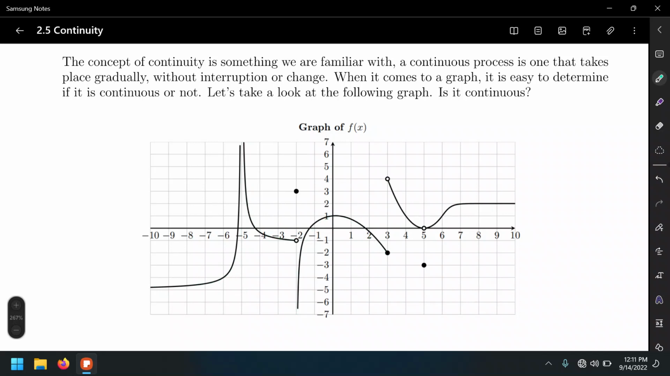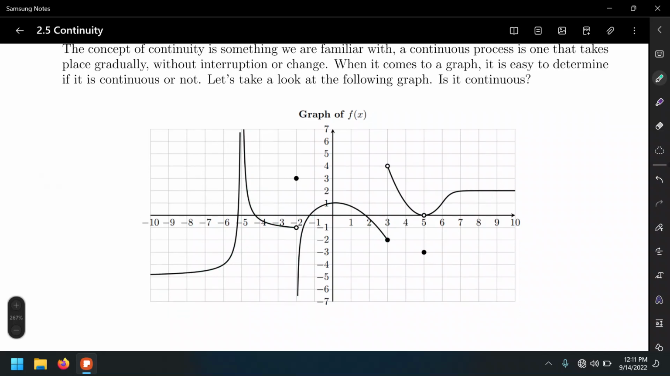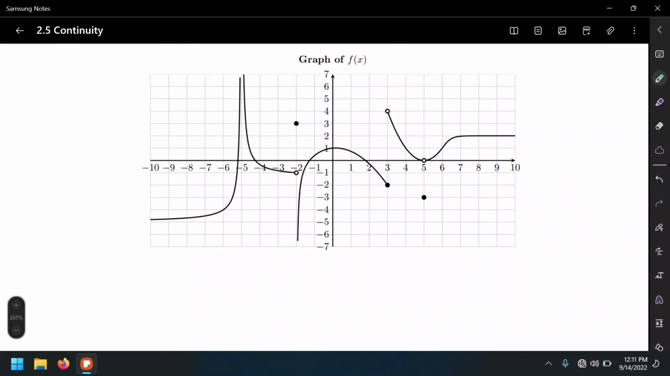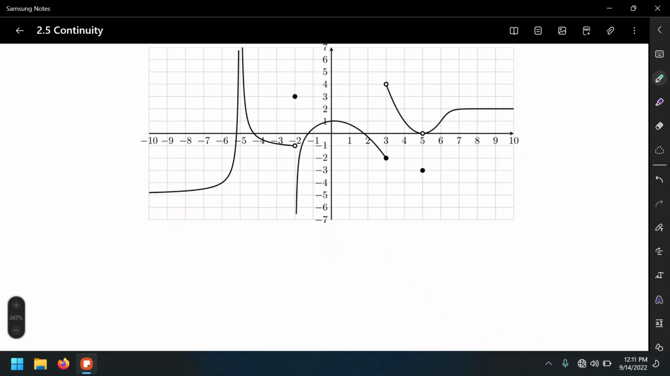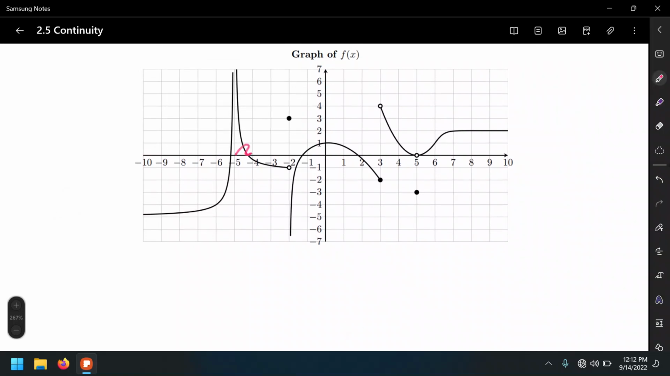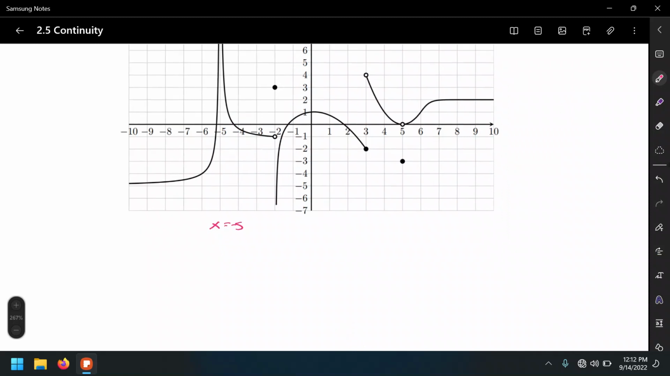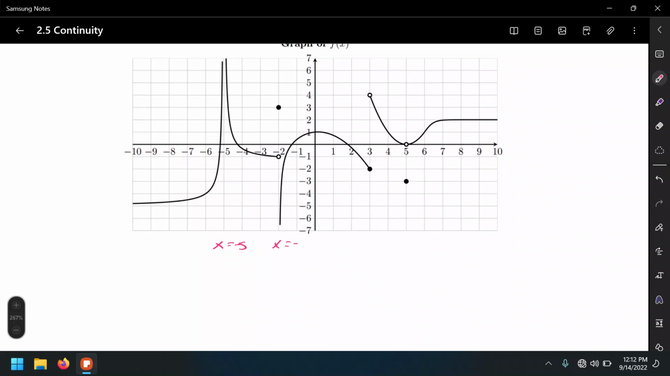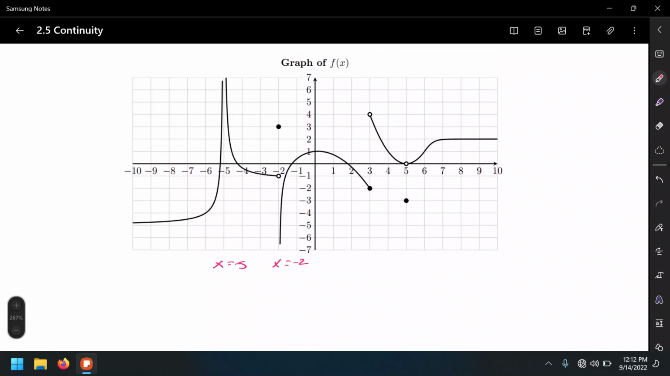However, these discontinuities are of a specific kind, and we're going to list and name all kinds of discontinuities right here. For continuity, let's first of all list all the discontinuities. There is a discontinuity here at x equals -5. There is another at x equals -2. Do we have other discontinuities, at which values? 3 and 5, right?